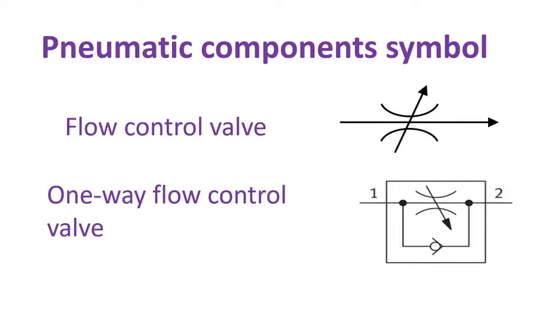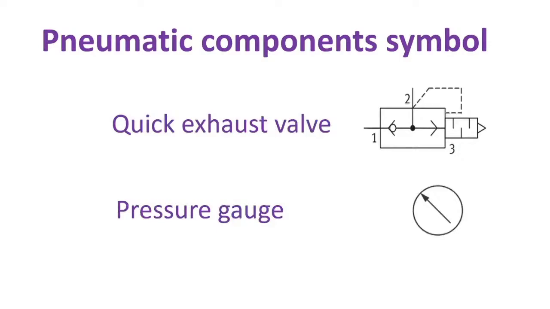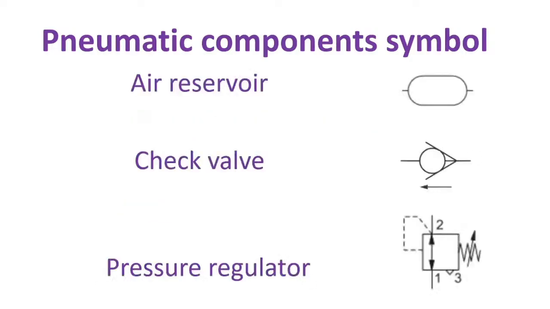This is the symbol of the flow control valve. Next, the symbol of the one-way flow control valve. Symbol of compressor. Symbol of filter. Symbol of quick exhaust valve. Symbol of pressure gauge. Symbol of air reservoir. Symbol of check valve, pressure regulator.